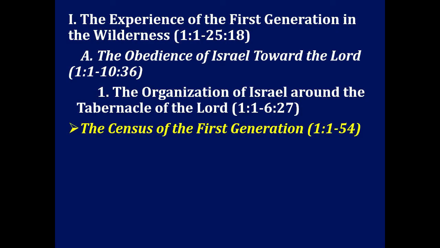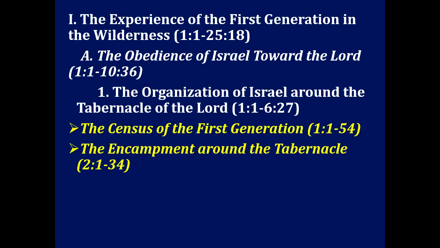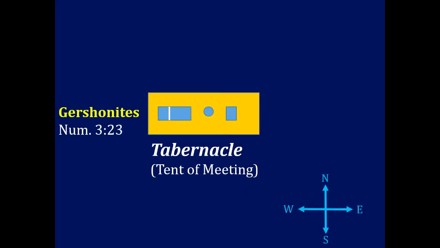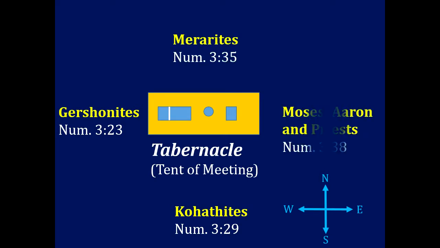So we have the census of the first generation that takes place in chapter 1, and essentially it is for the men for warfare. In verse 3 it says, from 20 years old and upward, whoever is able to go out to war in Israel, you and Aaron shall number them by their armies. So this was in preparation for war. Then they had the encampment around the tabernacle, chapter 2, verses 1 through 34. We started our viewing of it starting in chapter 3 with the Levites. We have the Gershonites, the Kohathites, the Merarites, and then we have Moses, Aaron, and the rest of the priests.